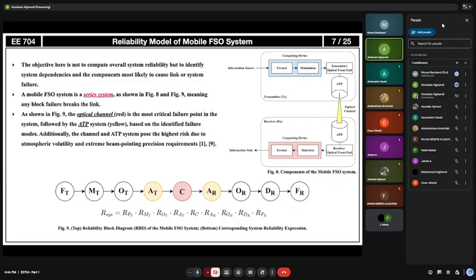The optical channel is highlighted in red because it is the most critical failure point in the system, followed by the ATB system highlighted in yellow, based on the identified failure modes. Additionally, the optical channel and the ATB system pose the highest risk due to the atmospheric variability and the extreme beam pointing precision requirement on the ATB system.